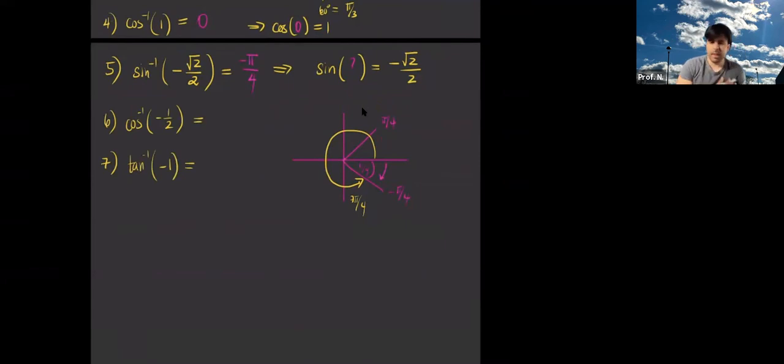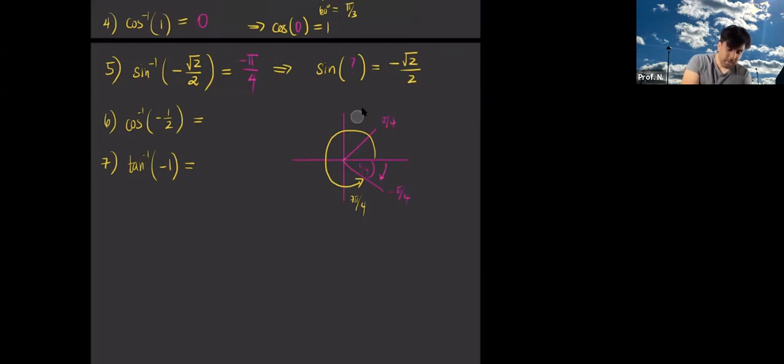So what I tend to always do is forget about the negative for now. Just worry about what it would be if it were positive. Cosine inverse of a half is what? What is that associated with? What angle is cosine inverse of a half associated with? Pi over 3, right? 60 degrees.